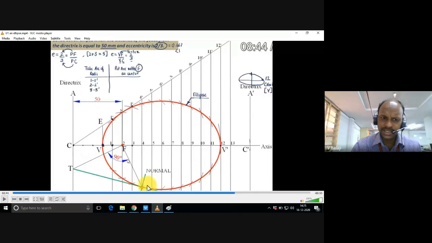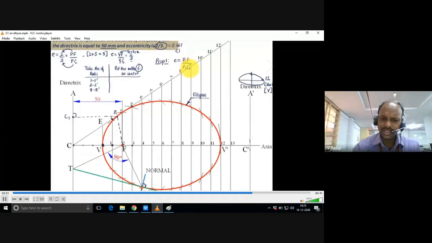Now we will discuss in detail what eccentricity is, and why we are taking this ratio of 2 parts and 3 parts on the left side and 2 parts on the right-hand side. There are two important properties of an ellipse. Let us see them one by one.